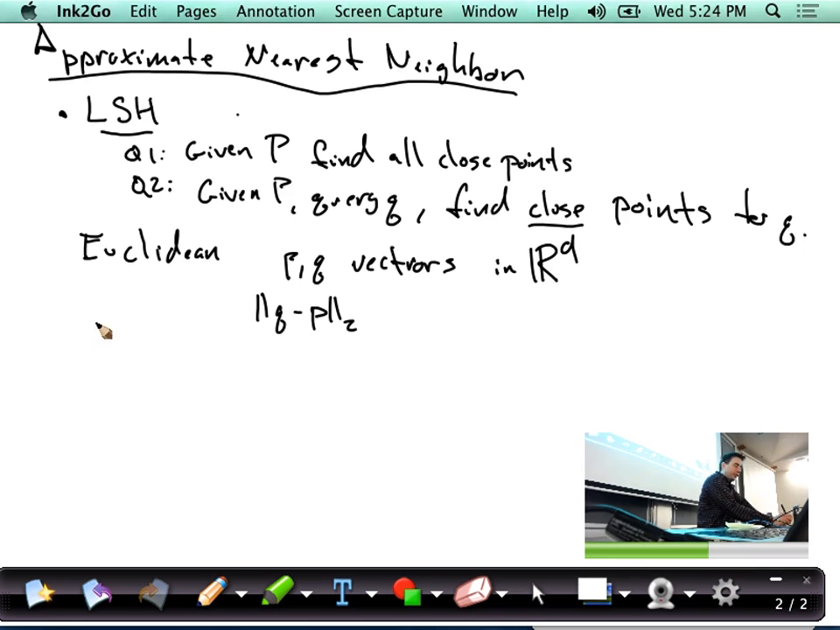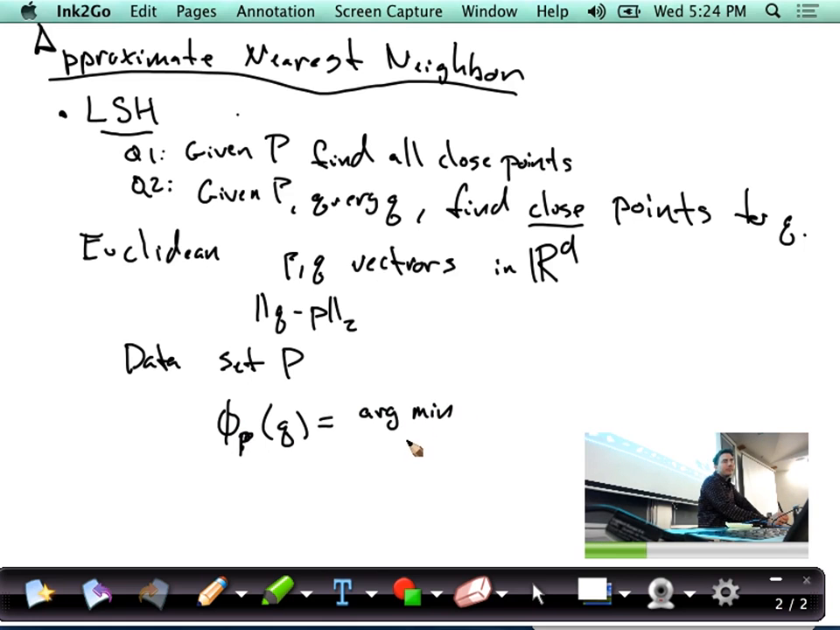the closest point. So if you're given a data set P, then we'll define this quantity, and I'll use this notation, phi of P, uppercase P, of a query point Q, which is going to be the arg min over a point P in the set of the distance, the norm of P minus Q. And if I leave off the subscript 2, usually the default is the 2-norm. It could be under a different distance, and that's fine too. So I use this notation.